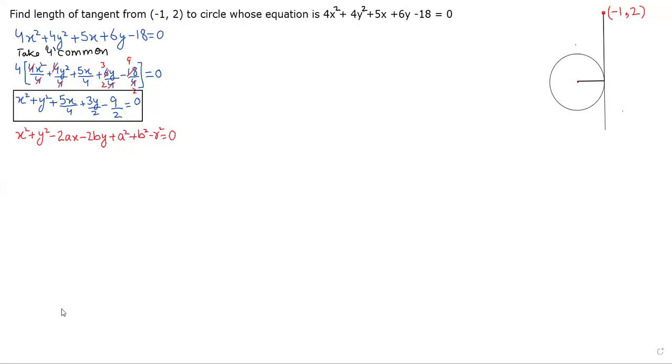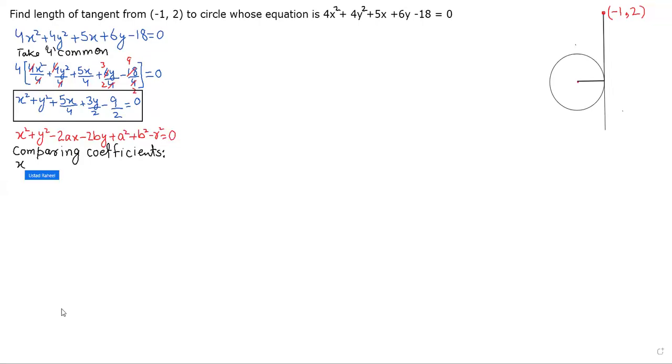So what am I going to do first? Comparing coefficients. I'm only comparing coefficients because, as you can see, the coefficients of x square and y square in the box and in the red equation are both 1. That's why I'm going for comparison of the coefficients. If it is not 1, don't go for the comparison.